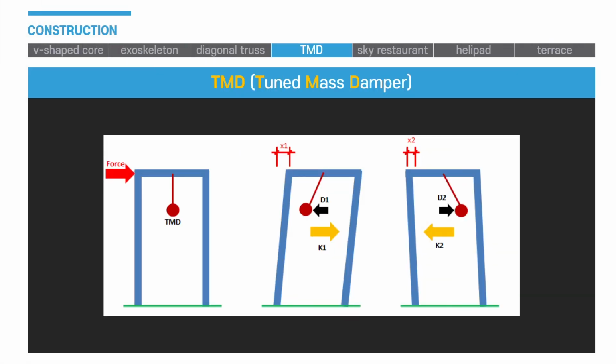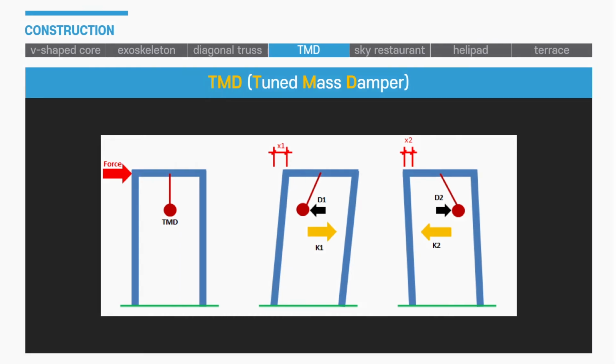To solve this, the engineers decided to use a tuned mass damper, TMD in short, a vibration energy attenuator. TMDs operate on a principle that reduces vibration by absorbing the transferred energy applied to the structure to ensure the dynamic stability of the structure.